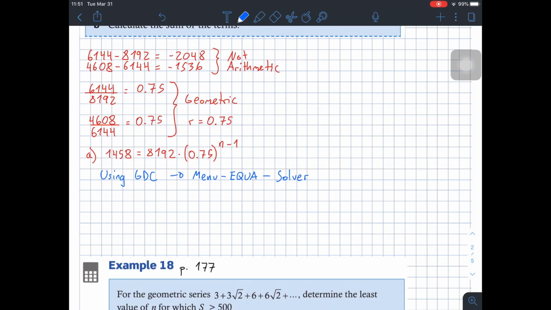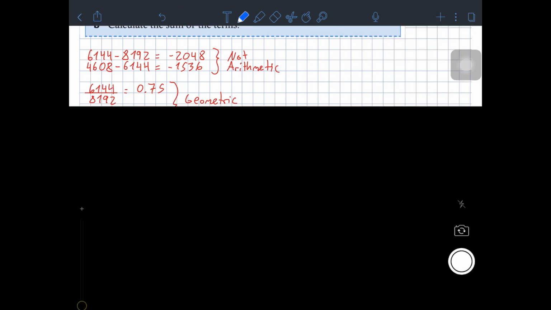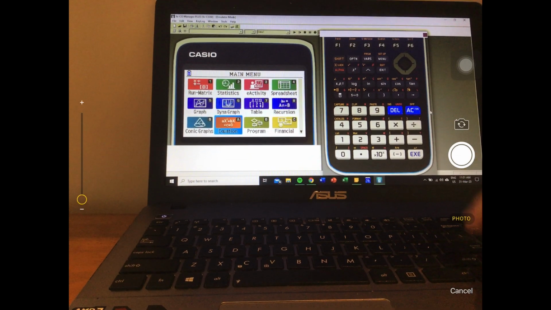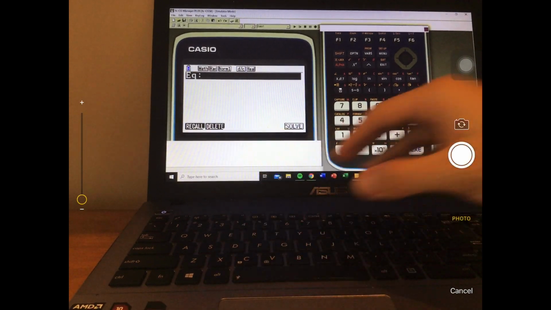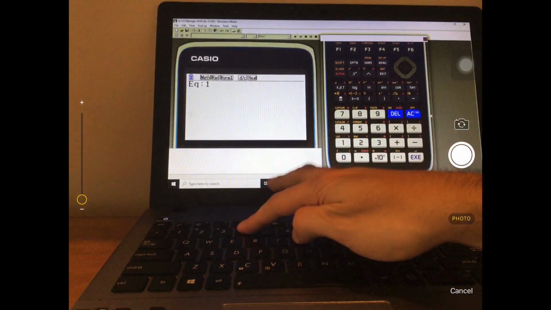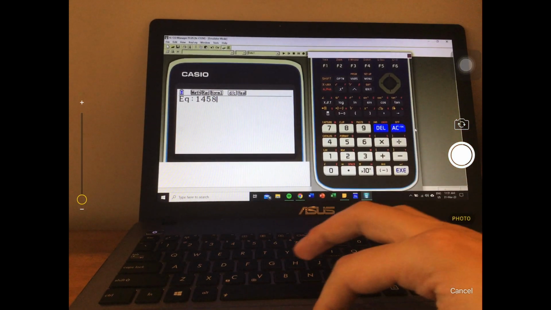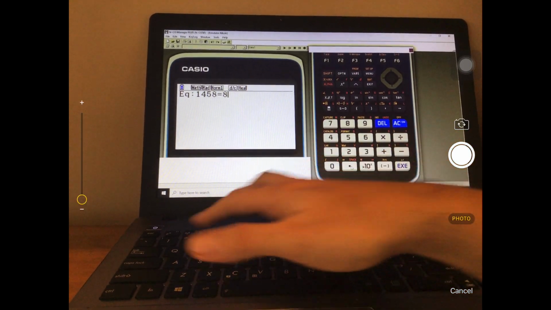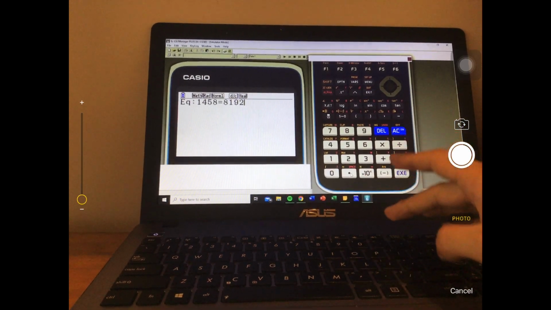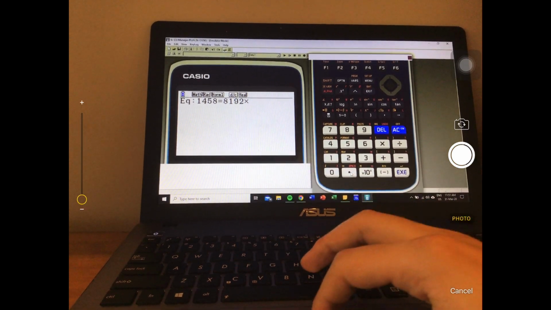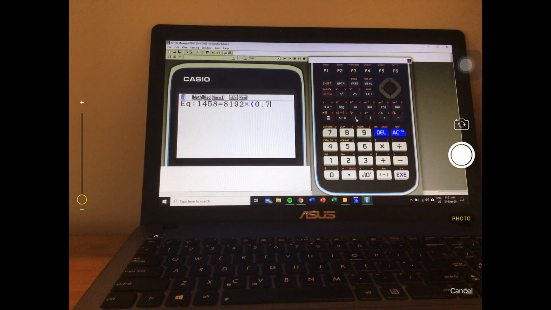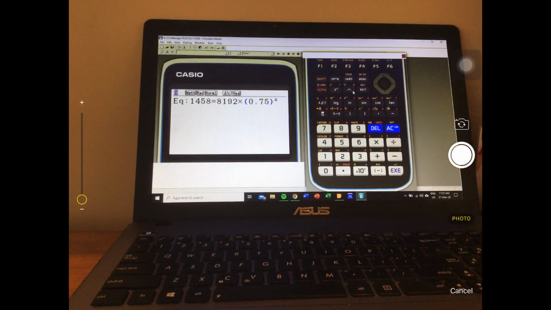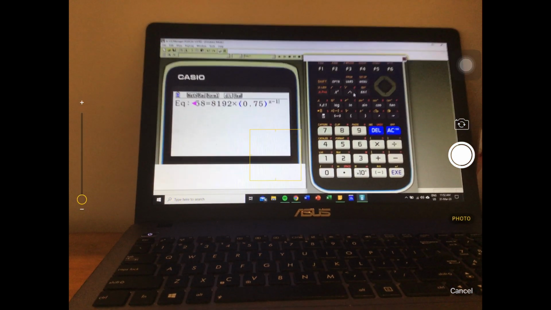Let me show you that using my calculator over here. So this is your calculator, right? You go to menu, equation, which is the one we have down here, and you go to solver, which is F3, and then you plug in the equation, which is 1458 equals. To do the equal sign, remember it's shift and a dot. Equals 8192 times r, which is, we're going to use parentheses here, 0.75, close parentheses, to the power of x. We're going to use x here because we don't use n as a variable in the calculator, x minus 1, right? So you click on enter.